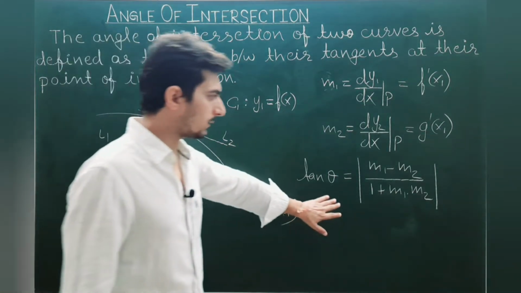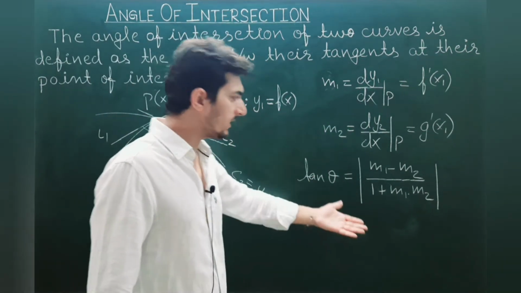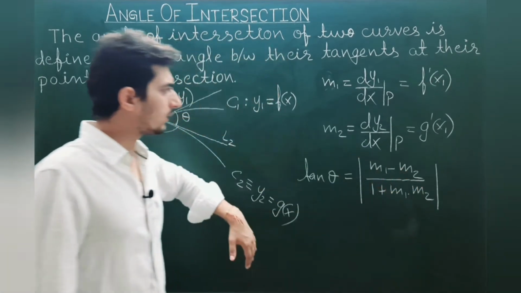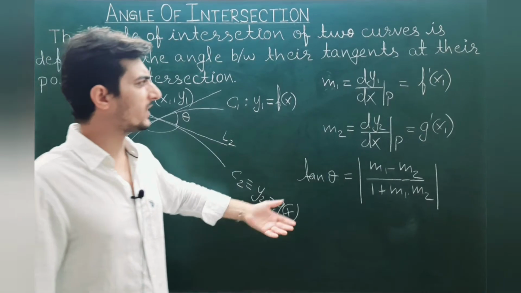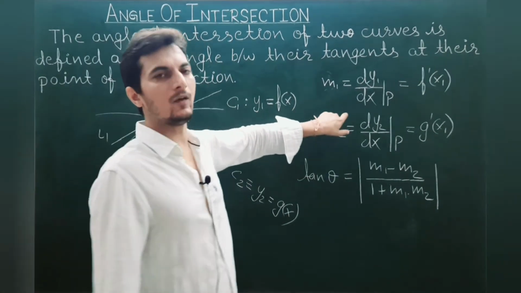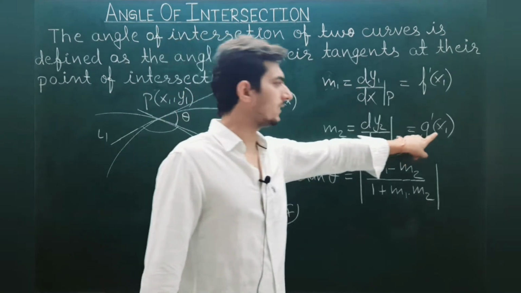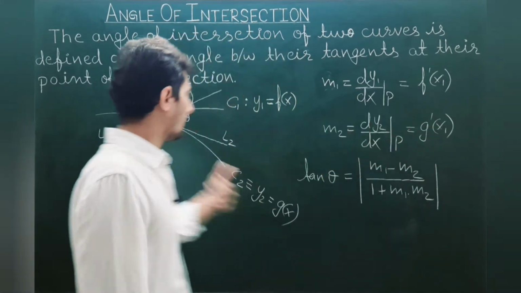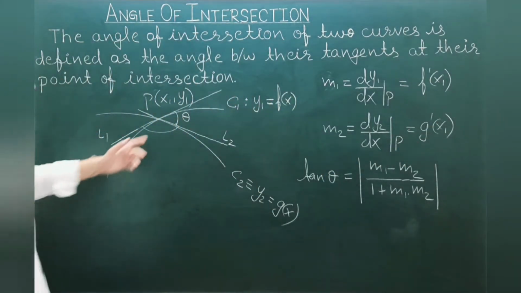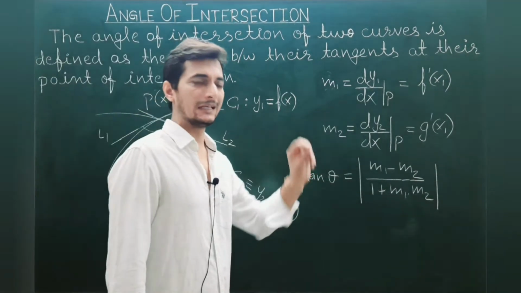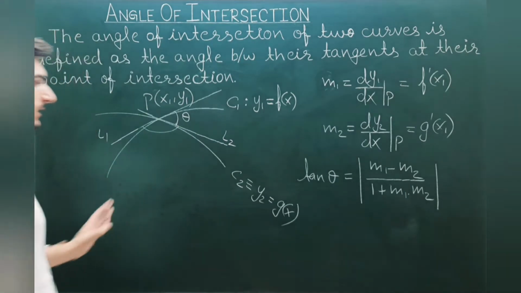So this formula, (m1 minus m2) upon (1 plus m1 m2), you already know. In this particular chapter, we have taken m1 from the derivative, that is f dash x1, and m2 from the derivative g dash x1, for the two different curves, and this is going to give you the angle theta between the curves C1 and C2, right?